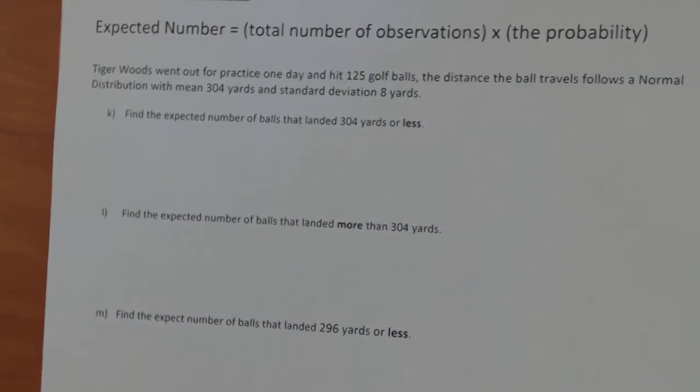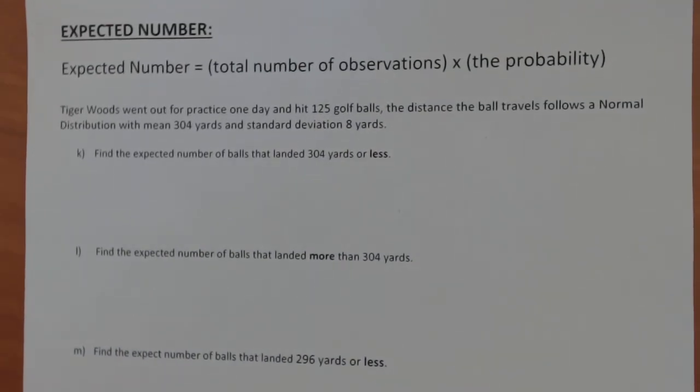So let's go on to expected number. Expected number is the total number of observations times the probability. So what's going to be given is a total number of observations. And with that total number of observations and the probability, we're going to be able to find the total number of balls that he hits that lands a certain distance, which is really nice. So let's read the example. Tiger Woods went out for practice one day and hit 125 golf balls. The distance the ball travels follows a normal distribution with mean of 304 yards and standard deviation of 8 yards.